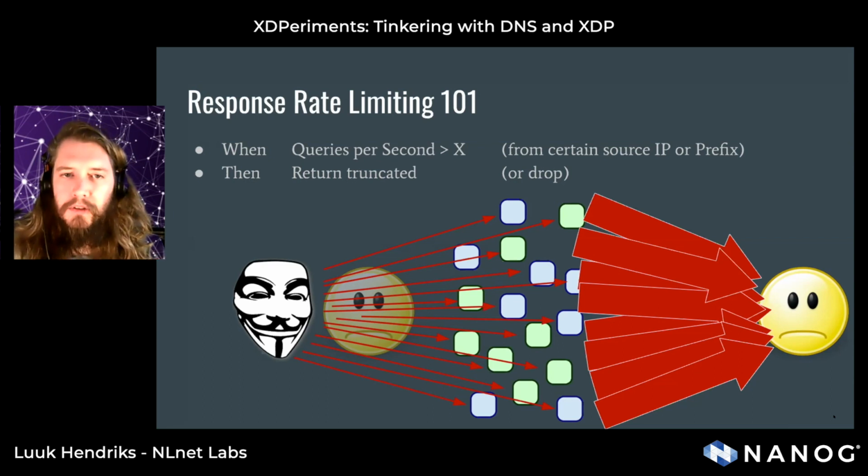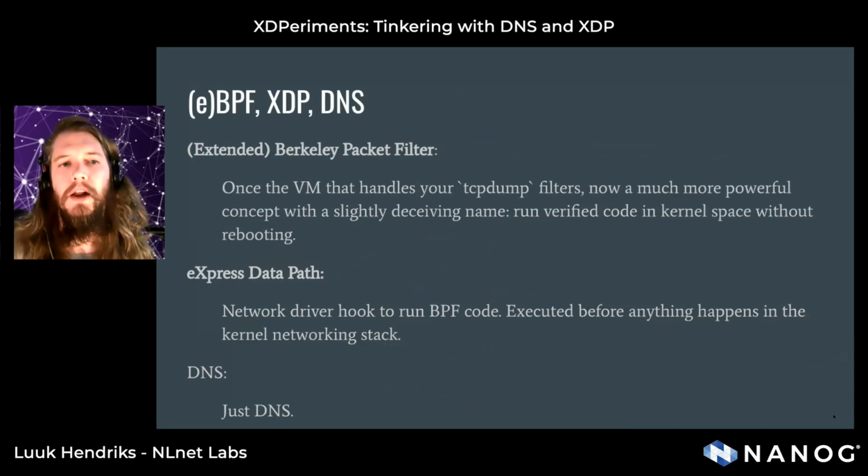So, just to be on the same page with everyone, response rate limiting 101. If we see too many incoming queries, we want to respond either with a truncated DNS answer or we want to drop it. And we track the number of queries per second, ideally per the source IP, so where the queries are coming from, or the source prefix. Now, for the other things that we need to know to understand everything in this presentation, what's BPF, what's XDP? I assume most of us understand what DNS is.